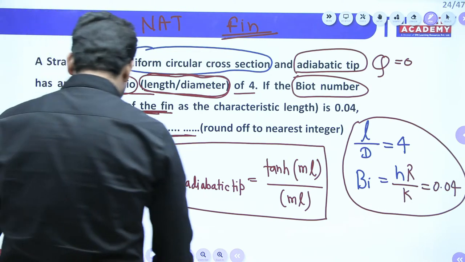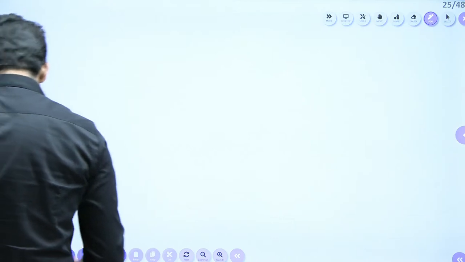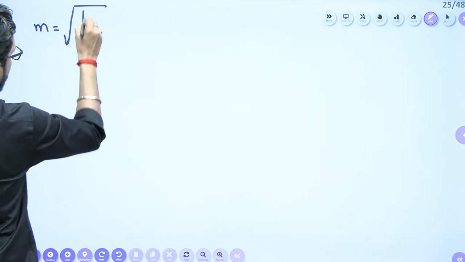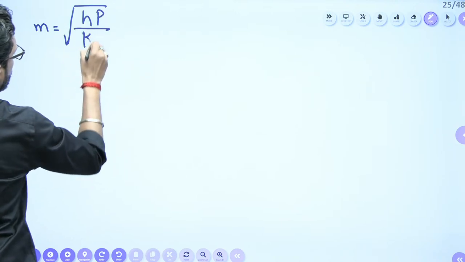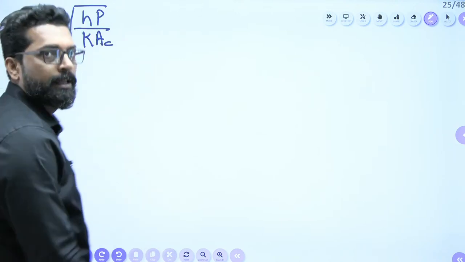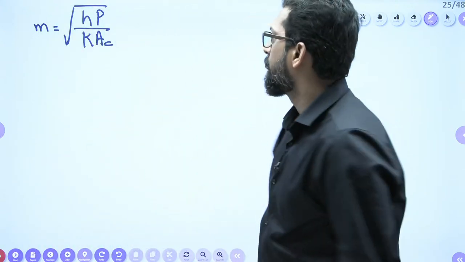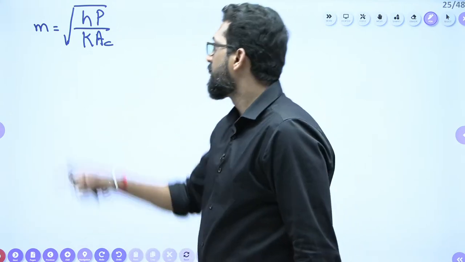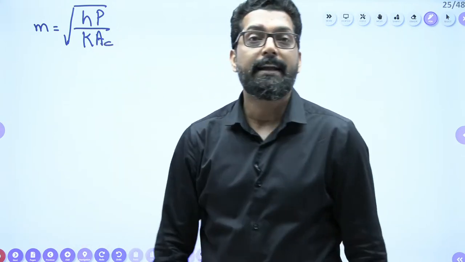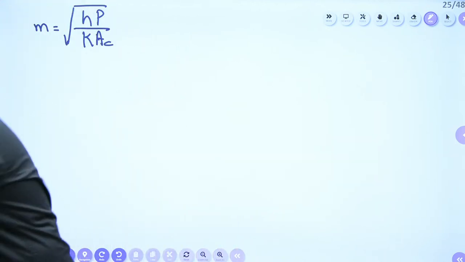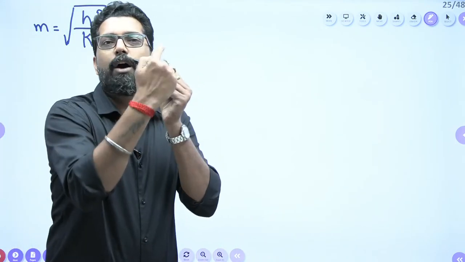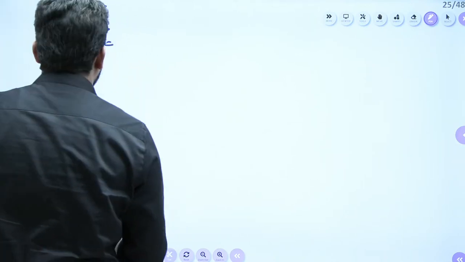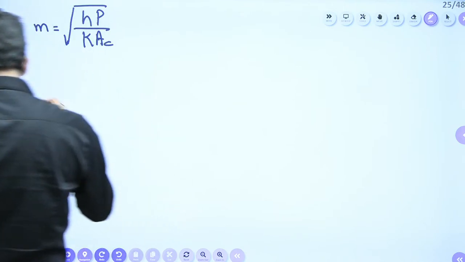Now, what is m? You have to calculate it. m is the square root of hP upon kAc. What is h? Convective heat transfer coefficient. What is P? Perimeter of that fin. k is the thermal conductivity and A is the cross-section area of the fin. Right? So first we calculate this m.